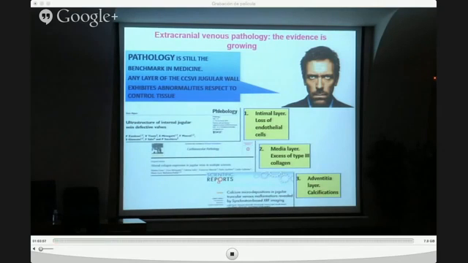In the intimal layer, we have loss of endothelial cells. In the medial layer, there is an excess of type 3 collagen with an inverted ratio between type 1 and type 3 collagen. And in the adventitial layer, we have calcification. Calcification exactly as in atherosclerosis.